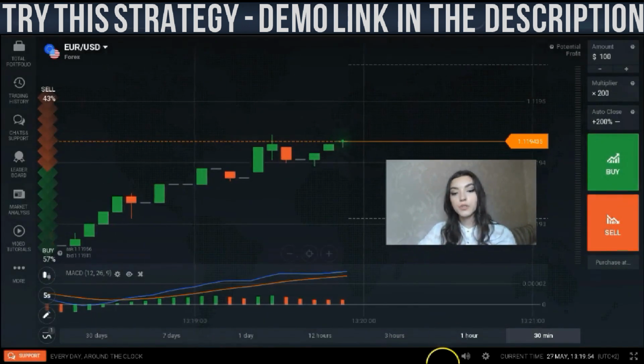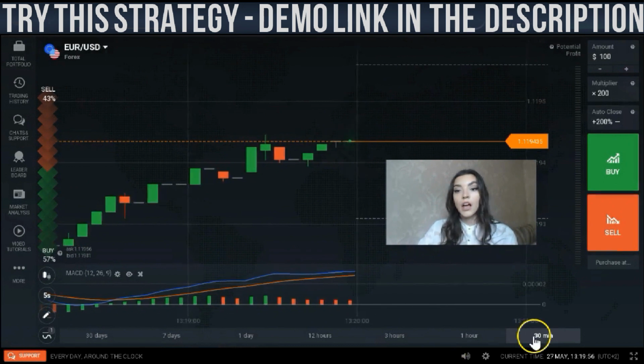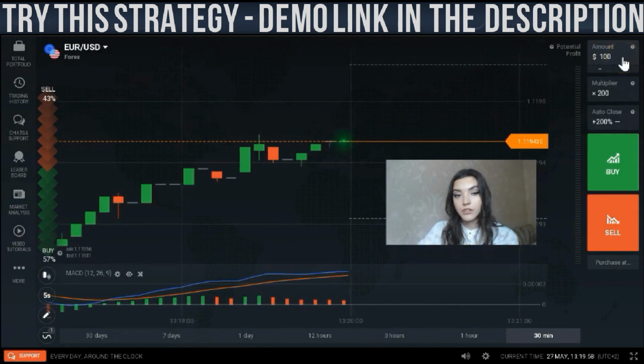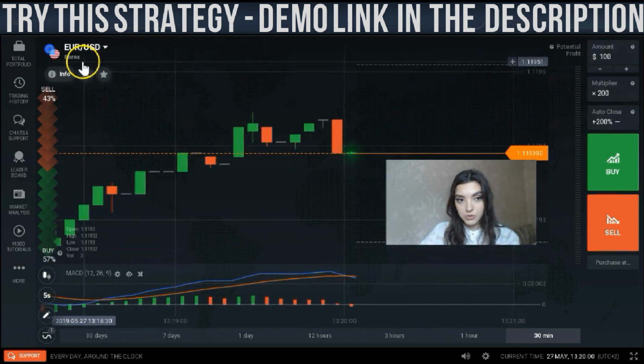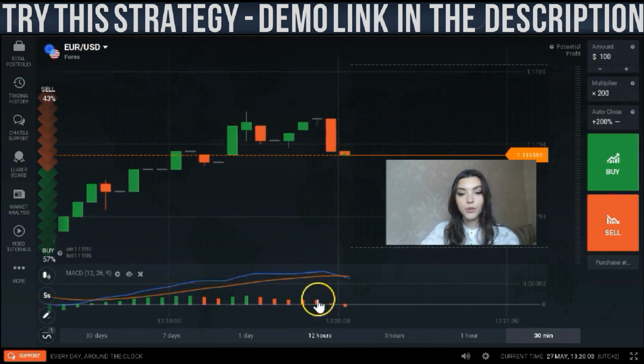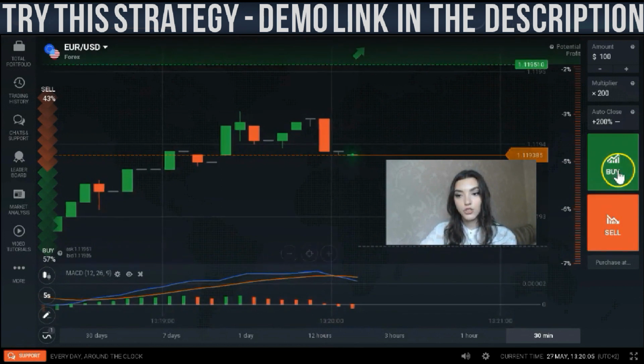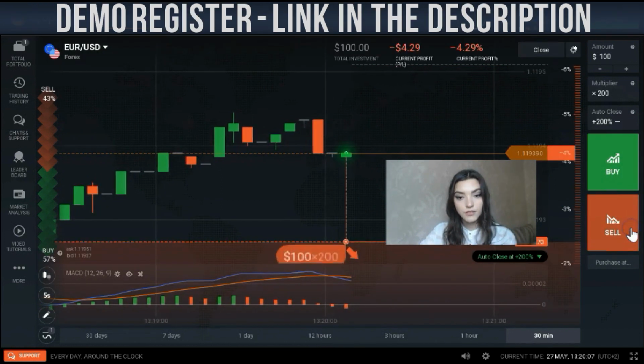So on the screen we see MACD. My amount is $100 as usual. We're working on the IQ Option platform, Forex. I remind you about it, and right now we see the intersection, and I open sell.